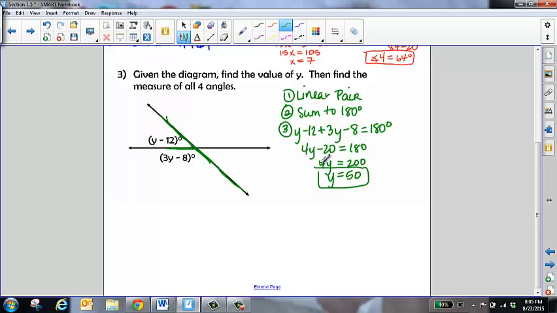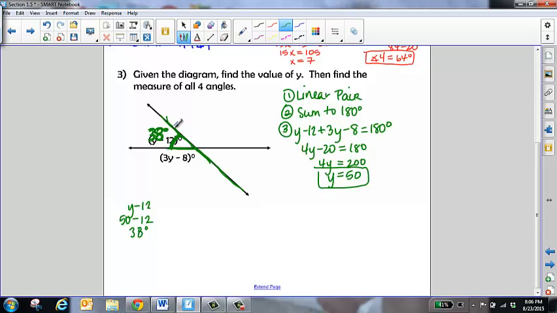Then it says to find the measure of all 4 angles. So we have to take that y equals 50 and substitute it in. So this angle up here, if we take y minus 12 and substitute in 50, so 50 minus 12, what is that going to end up giving us? That's going to give us 38 degrees. So this angle in here is going to be 38 degrees.